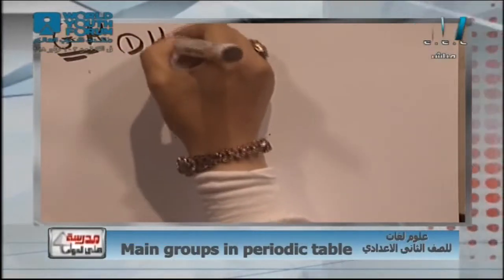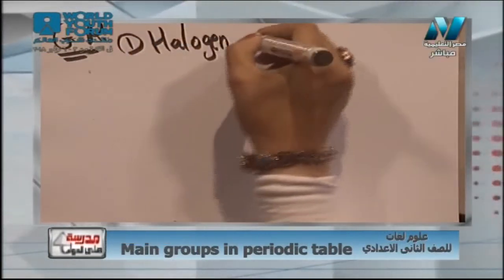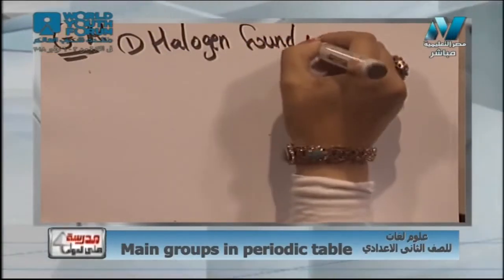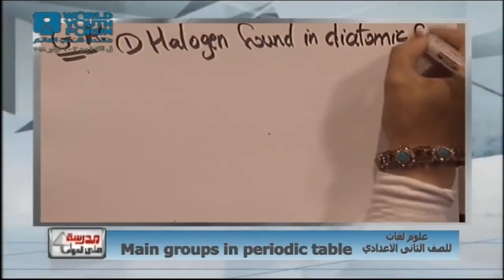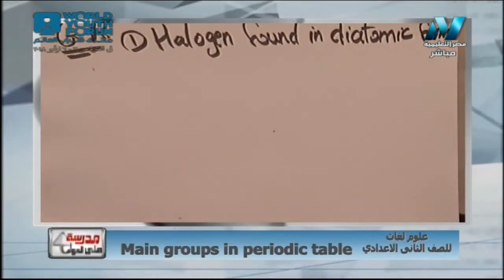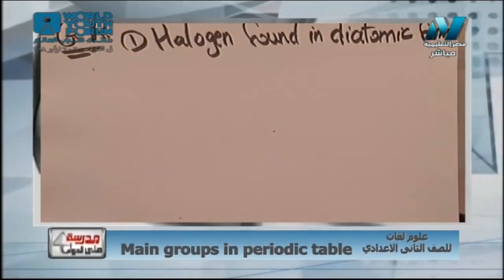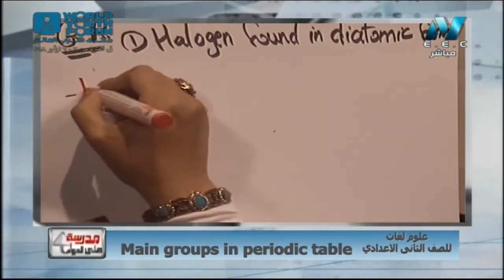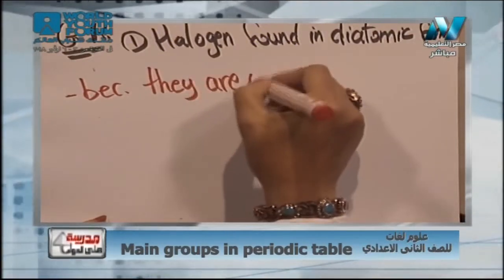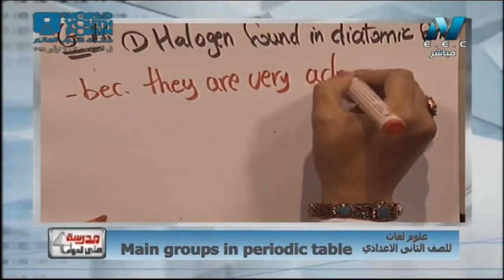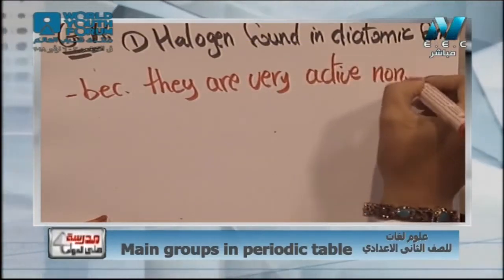We have give reasons. We are going to write them together. Give reason. Number 1: halogens are found in diatomic form. So why are halogens found in the diatomic form? We said it and we answered it. Why? Because they are very active non-metals.